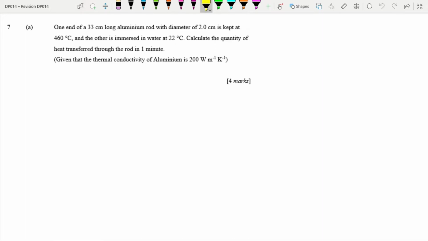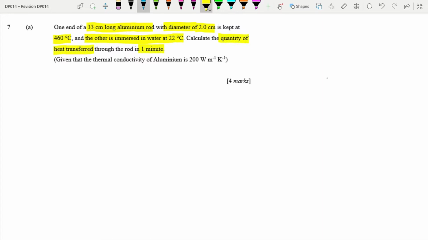So the question says one end of a 33 centimeter long aluminum rod with a diameter of 2 centimeter is kept at 460 degrees. So satu end the temperature is 460 and the other end is immersed in water at 22 degrees Celsius. So ada dua temperature di every end of the rod. Calculate the quantity of the heat transfer through the rod in 1 minute.